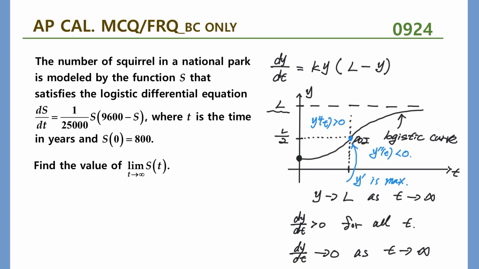Okay, back to this problem. As t approaches infinity, what does s of t approach? Here, the population is s, so this is s of t, and our carrying capacity L is 9,600. The initial population is 800. So as t approaches infinity, this population approaches its carrying capacity L, which is equal to 9,600. That's our answer.